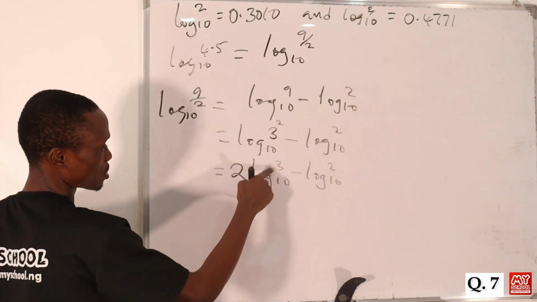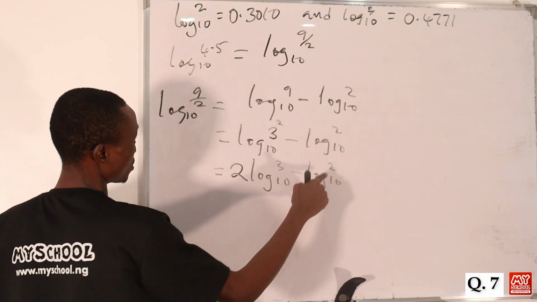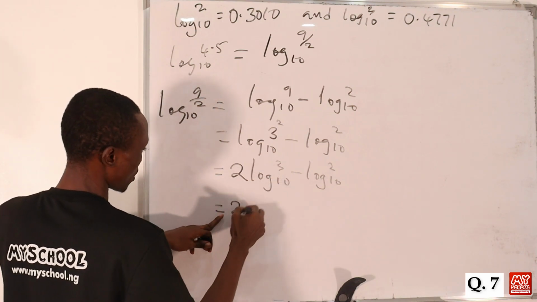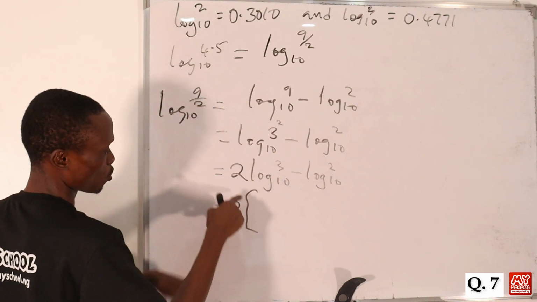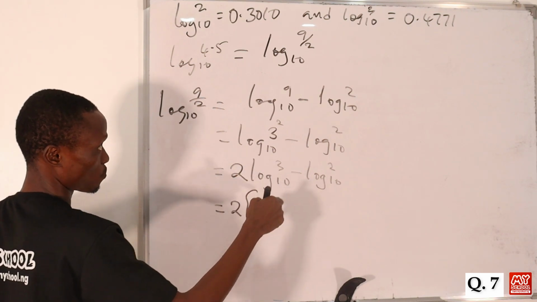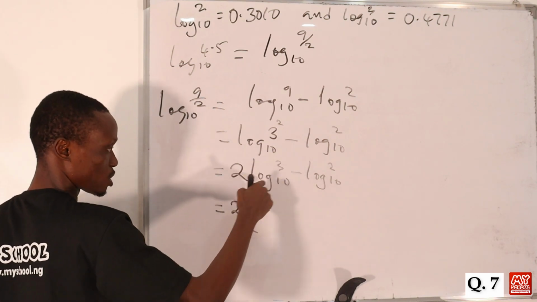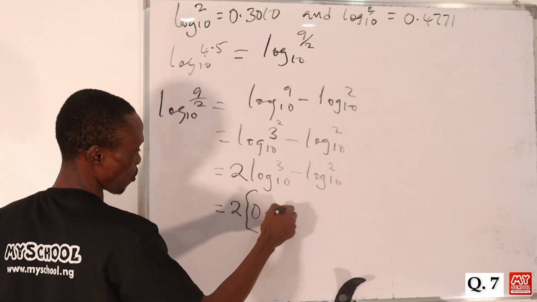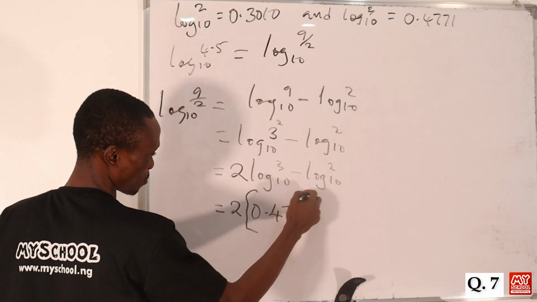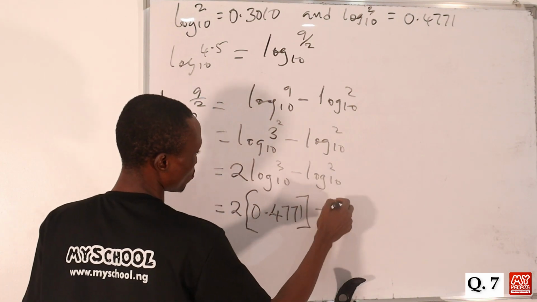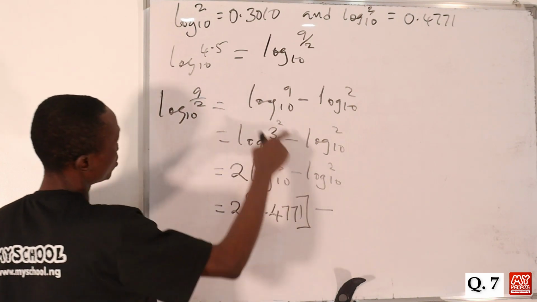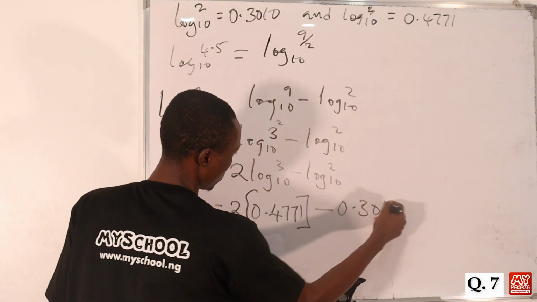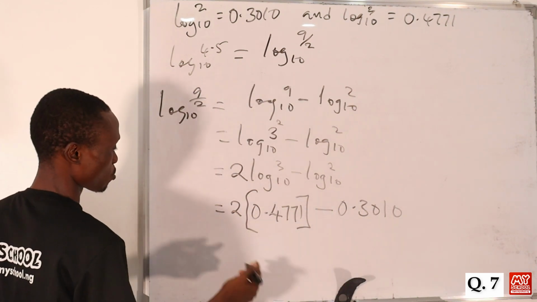But the values of log 3 base 10 and log 2 base 10 are given to us. So for log 3 base 10, we'll be having a bracket because this 2 is multiplying everything in front of it. Log 3 base 10 is equals to 0.4771. Then here we have minus, so log 2 base 10 is given to us to be equals to 0.3010.